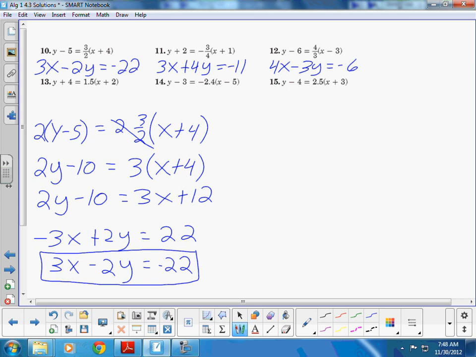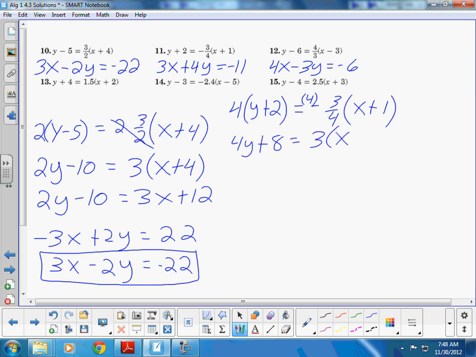Number 11, I'm going to multiply everything by 4. So we're going to go 4 times y plus 2. Again, I'm multiplying everything by 4 because I have a negative 3/4, and we need to take everything times 4 to get rid of the denominator. So that is 4y plus 8 equals 3 times the quantity x plus 1. 4y plus 8 equals 3x plus 3.